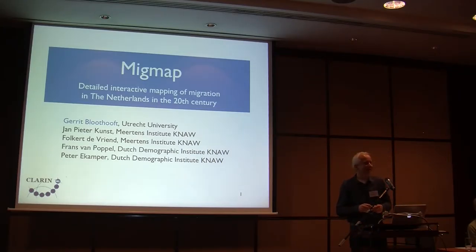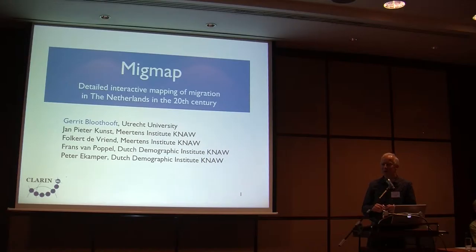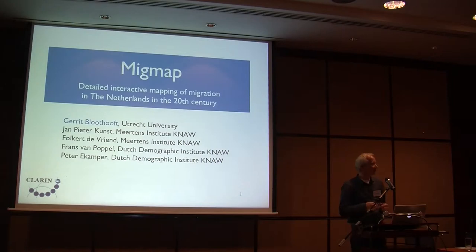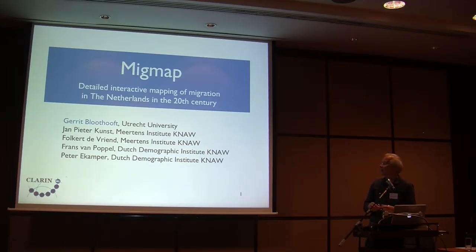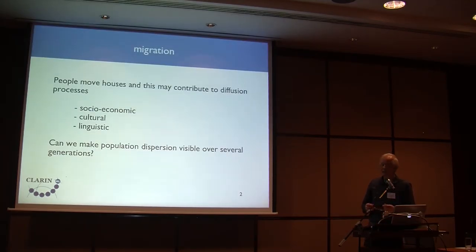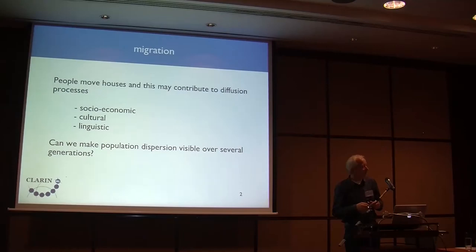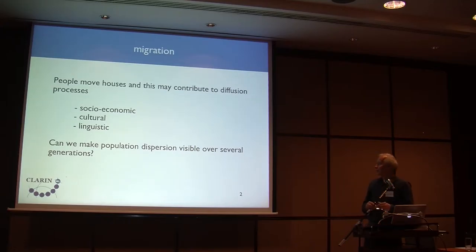I will talk to you about a small CLARIN project which was focused on making maps from any phenomena you like for the Netherlands. And that could be linguistic phenomena, but for some reasons I will explain, we did it for migration. And migration is not just nice for demographers, but it's of interest also from the socio-economic point of view.